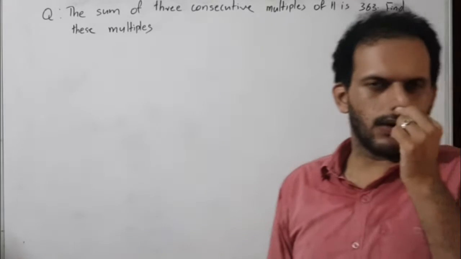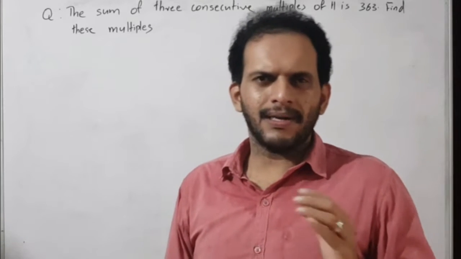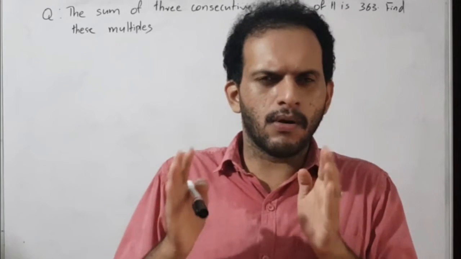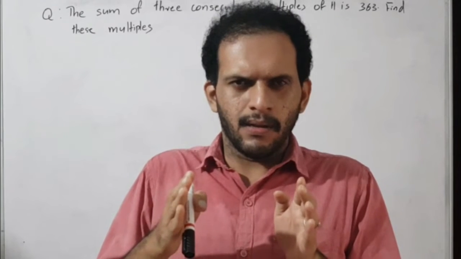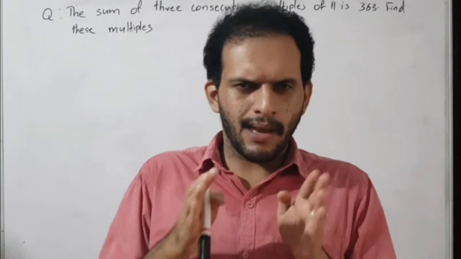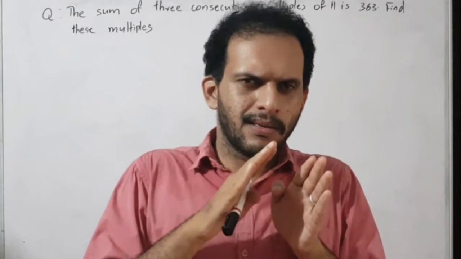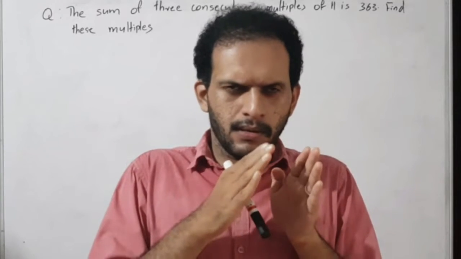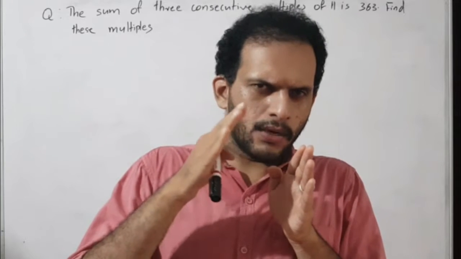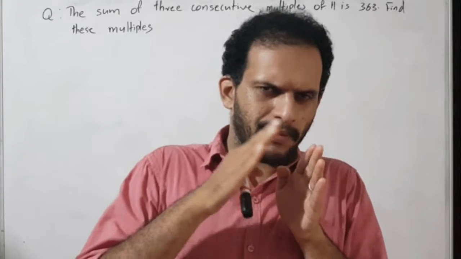What do you mean by the consecutive multiples? The consecutive multiples or consecutive numbers, the consecutive means lies near. Consecutive integers means the integers lie near. The consecutive multiples means the multiples lie near.